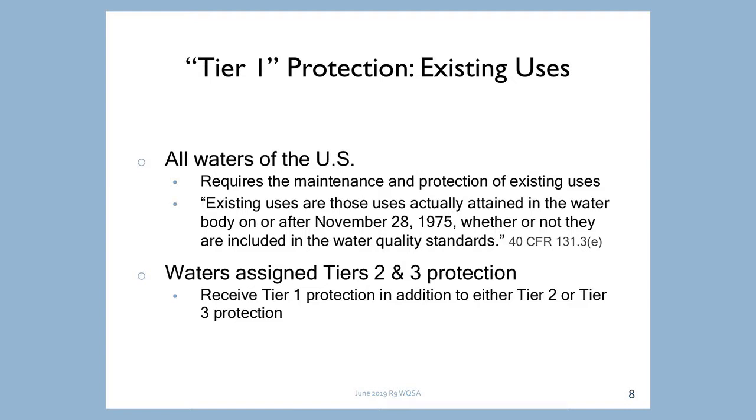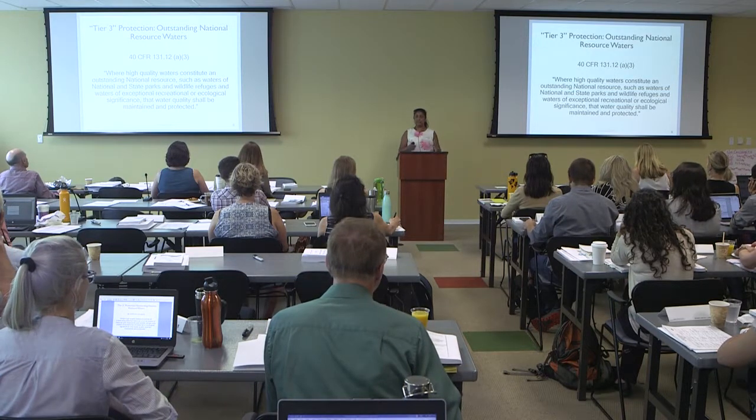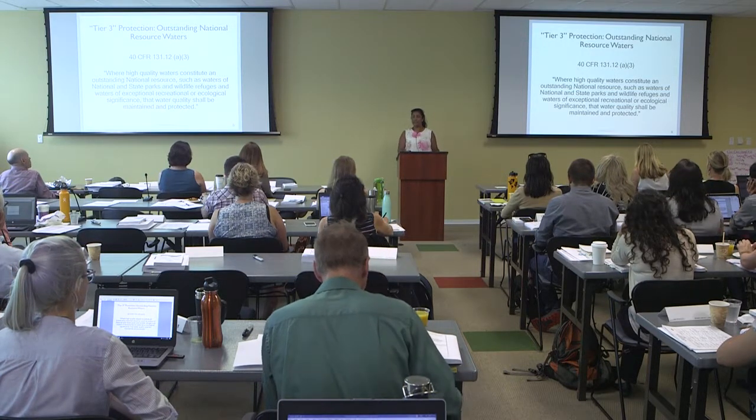Again, unlike Tier 2 and Tier 3, where they're actually assigned, Tier 1 is a baseline protection and applies regardless of whether a state chooses to also apply Tier 2 and Tier 3. We're going to skip to Tier 3 because that's also much simpler. Tier 2 is a process, and we'll spend the majority of our time on that. Go ahead.